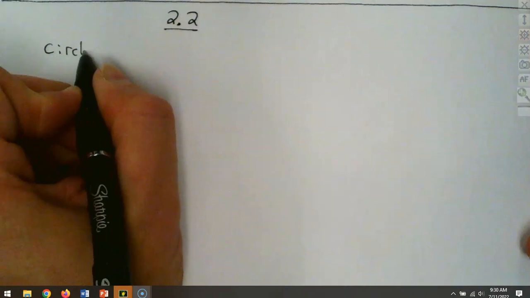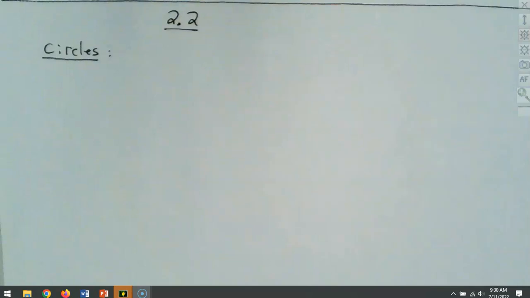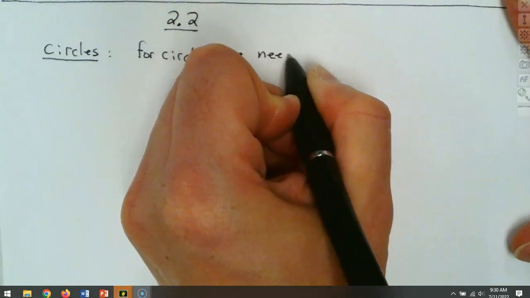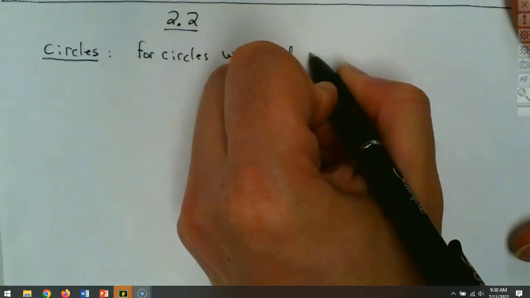And we'll get through a little bit of 2-2 and then we'll take a short break. 2-2 is completely different. It's something brand new. In 2-2, we're going to look at circles. Okay, and for circles, there's two things that we need. To graph a circle, well, we need a center and a radius. So for circles, we need a center and radius to graph it.